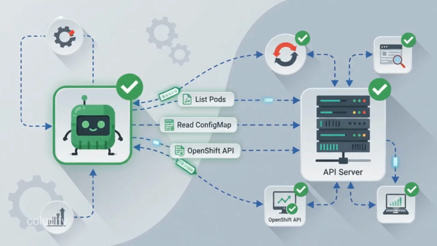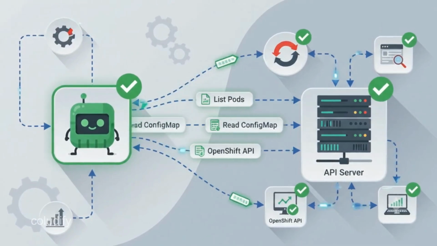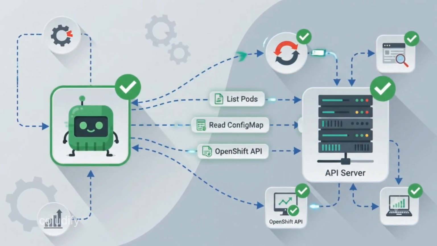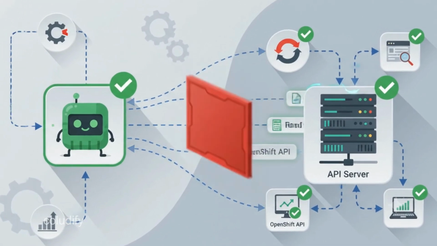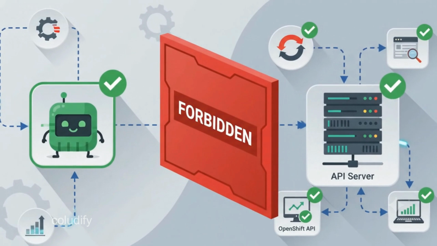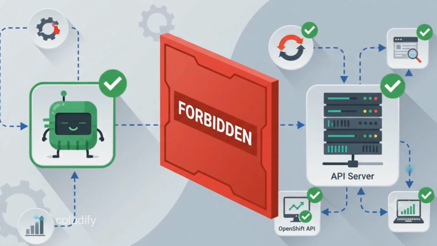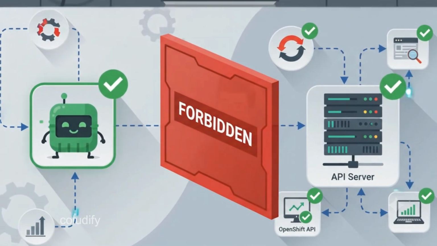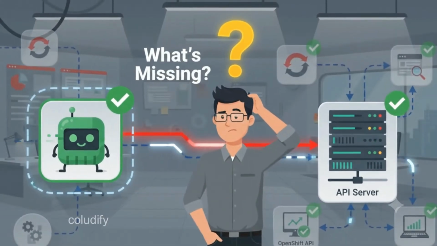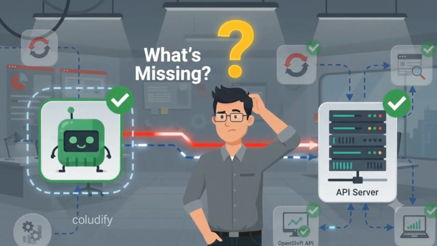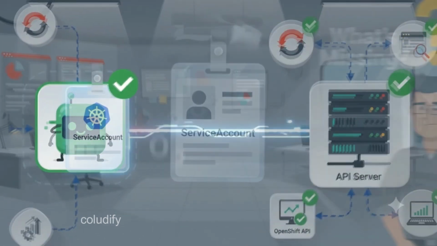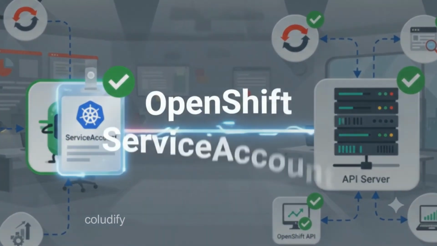Imagine this: your application is running perfectly inside an OpenShift pod, but when it tries to list a pod, read a config map, or communicate with the OpenShift API, it receives a forbidden error. The application is running fine, the API server is available. So, what exactly is missing? The answer is the OpenShift Service Account.